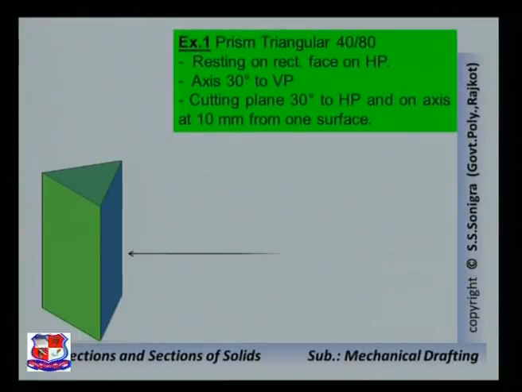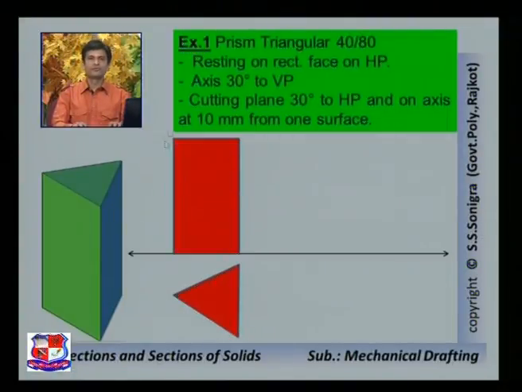As it is given that it is resting on its rectangular face, first we have to draw its top view like this. In top view it would appear as a triangle, and the top view should be drawn in such a way that one of the sides, this side, makes an angle of 90 degree with this reference XY line, and according to this top view the front view would be like this. So for this triangular prism, top view is a triangle, front view is a rectangle, and it is given that it rests on its rectangular face.